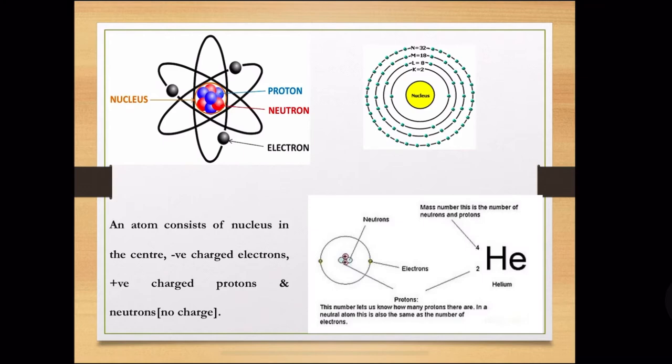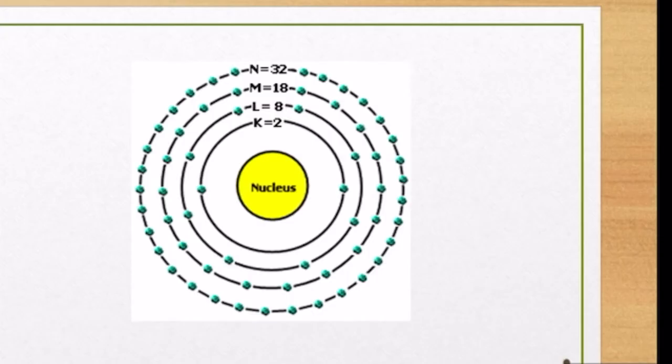Now that you know the parts of an atom, it is easy to define the atomic number and the mass number. Atomic number is nothing but the number of protons present in an atom, whereas the mass number means the total number of protons and neutrons present in the atom.